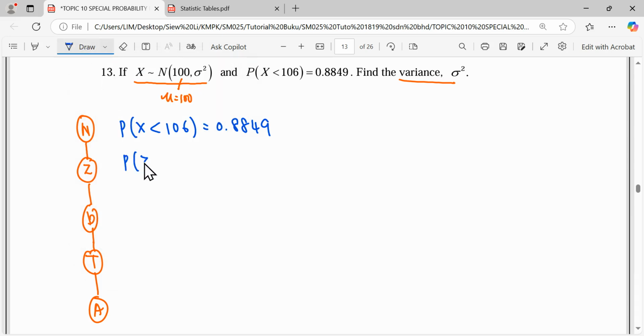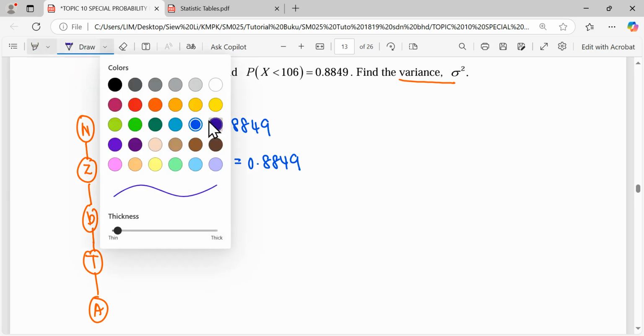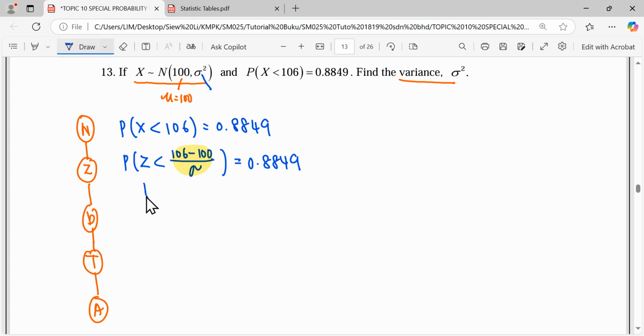So change it to the z-score, which is the process of subtracting the mean over the standard deviation. The variance is sigma squared, and the standard deviation is sigma. So this will give us 0.8849. I denote this operation as an unknown A. So the probability that Z is less than A is 0.8849.